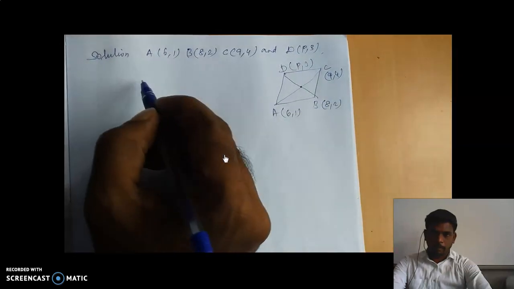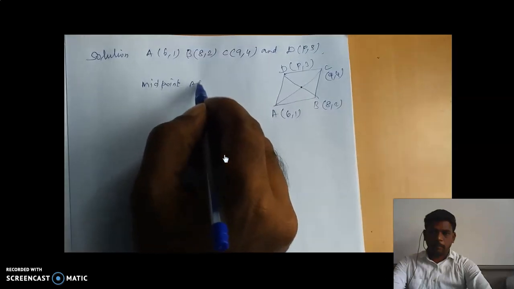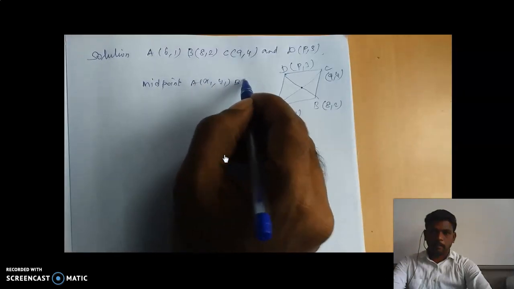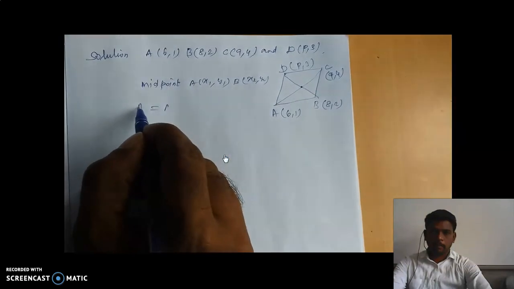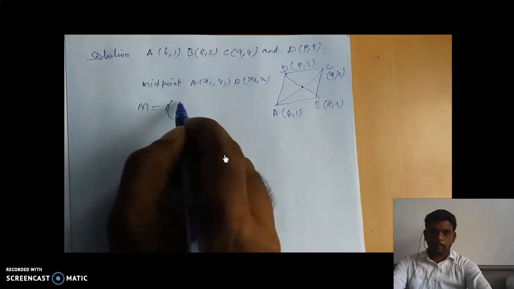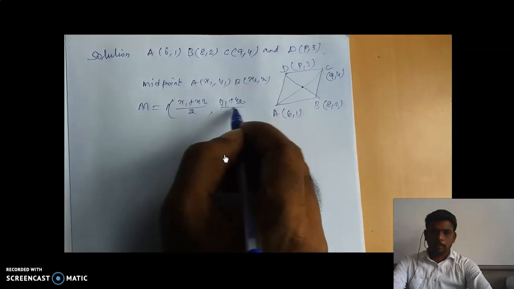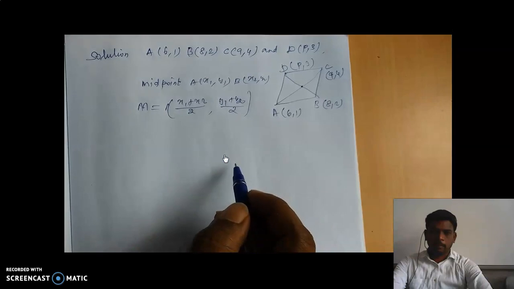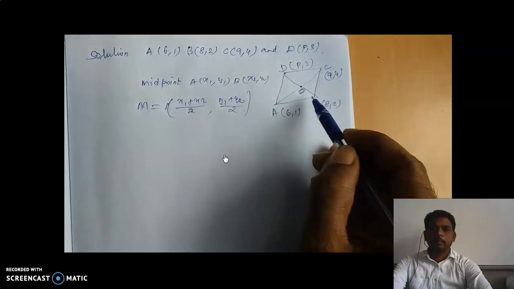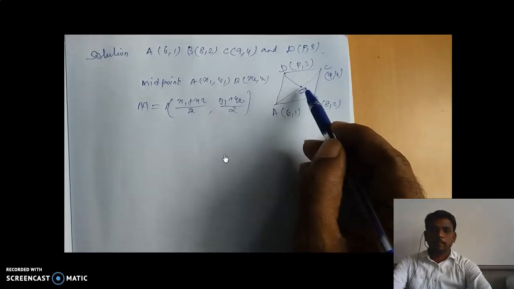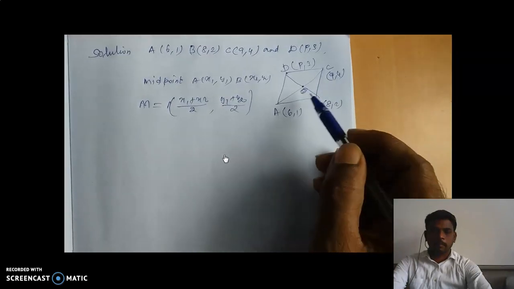Midpoint formula we already know: the midpoint of A(x1, y1) and B(x2, y2) is M equal to (x1 plus x2 by 2, y1 plus y2 by 2). So this is the midpoint formula here. Let us take this as O. So O is the midpoint. Both of the lines have the same midpoint O, therefore the midpoints are same. So now we are going to find out the midpoint of the two line segments and equate them, and then we are going to find out the unknown value.